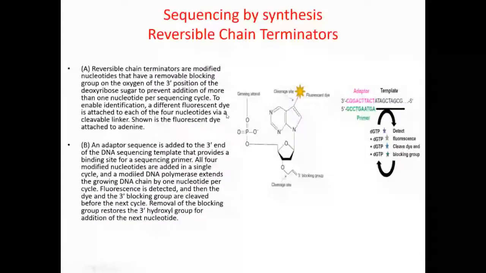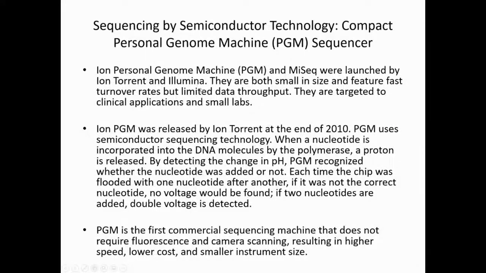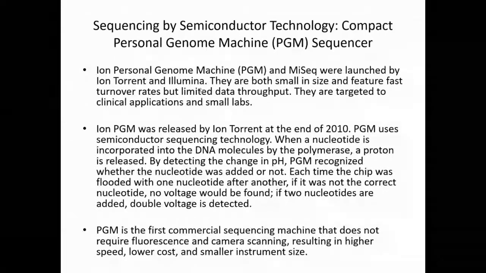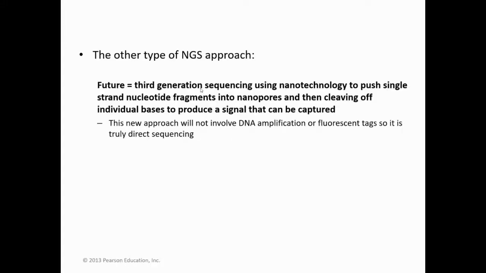Based on this principle, they developed this technology to measure the change of the pH, so that they know which nucleotide is added to the sequence, and then determine the gene sequence. Okay, so that's the sequencing by semiconductor technology.